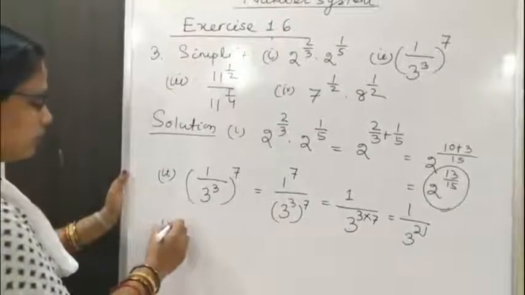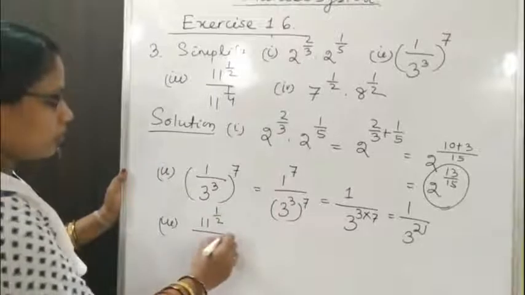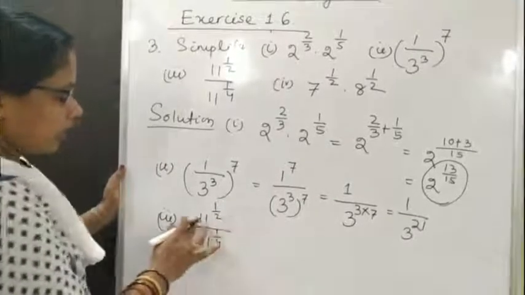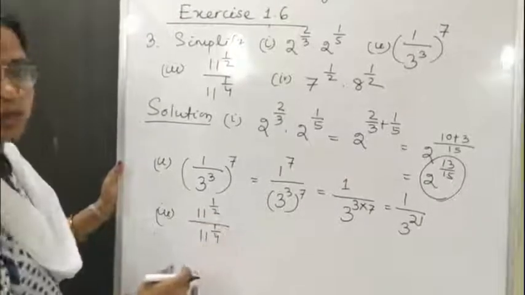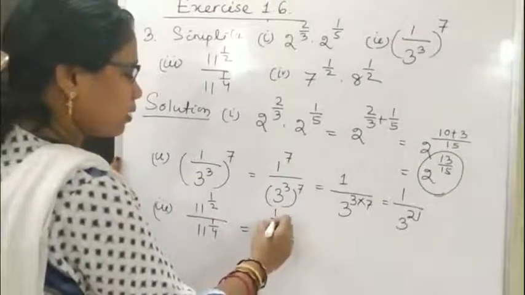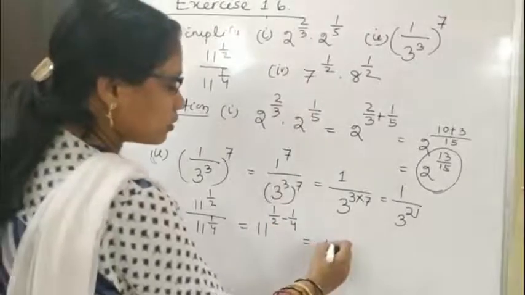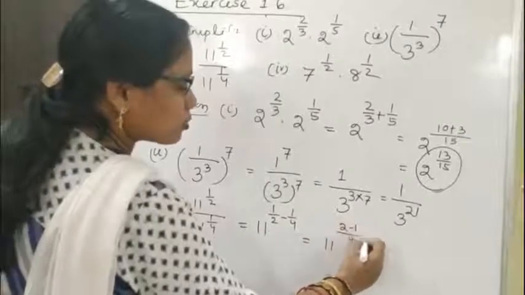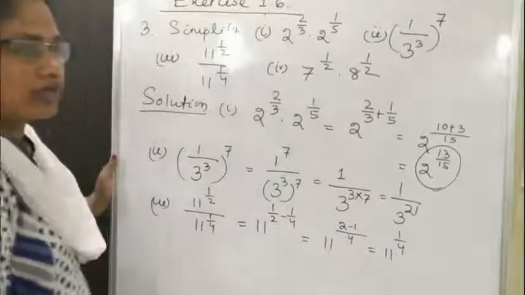Then third one, 11 to the power 1 by 2 divided by 11 to the power 1 by 4. So a to the power m divided by a to the power n is equal to a to the power m minus n. So this is equal to 11 to the power 1 by 2 minus 1 by 4. So this is equal to 11 to the power, this is 4, 2 minus 1. So this is equal to 11 to the power 1 by 4.